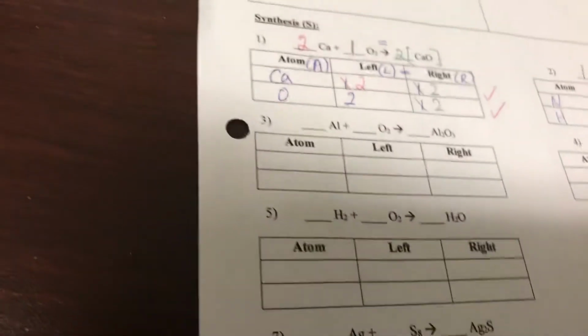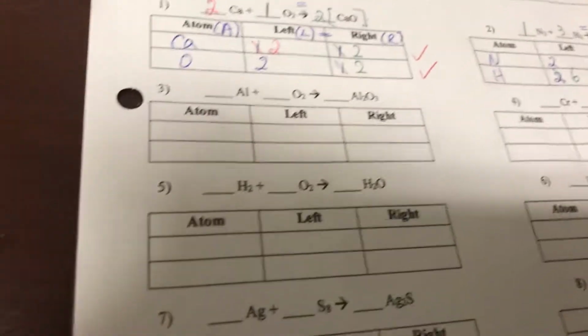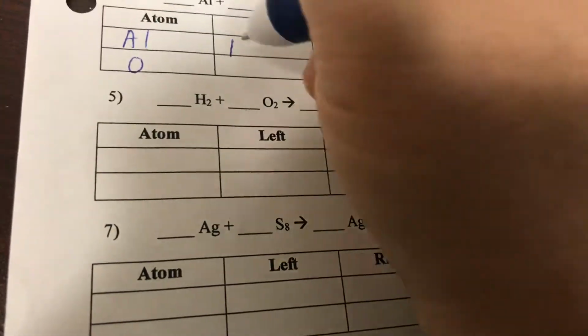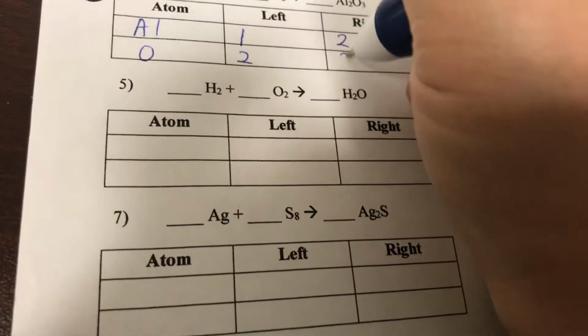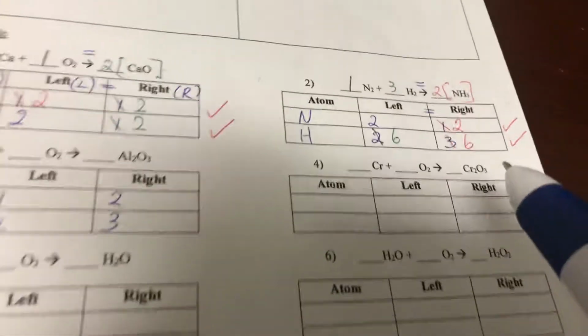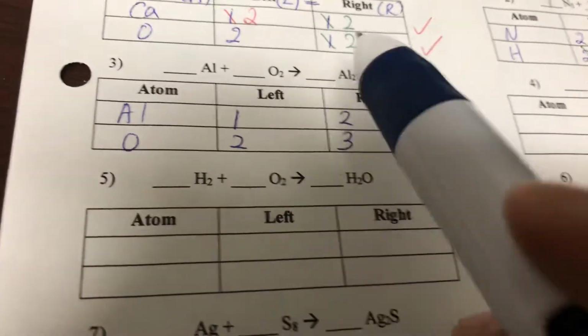Okay, now let's go to number 3. Number 3, I have Al and O. Okay, so I got 1 Al, 2 Al, I got 2 O and 3 oxygen. Now this is another case of none of them is balanced. So on question 2, I showed you start with 2 and 3. Now here I'm showing you start with the other one, 1 and 2.